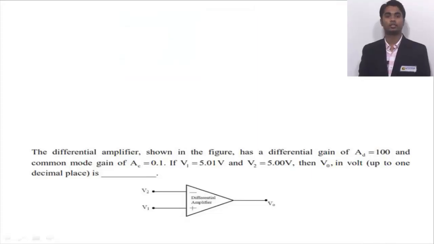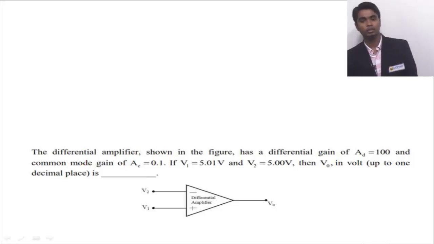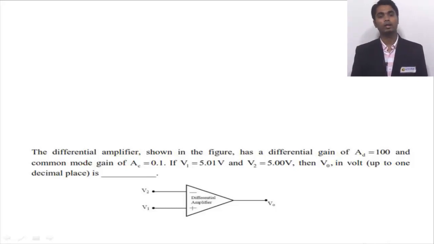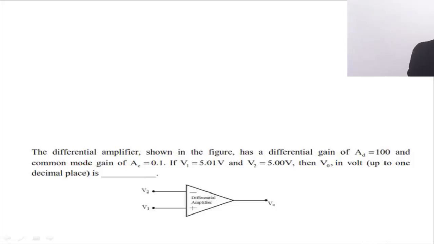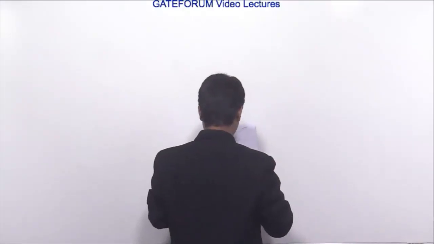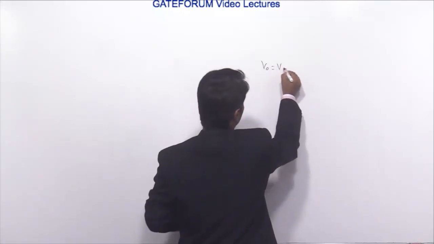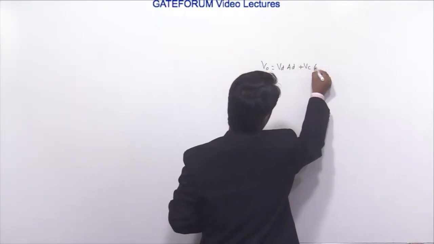The differential amplifier shown in the figure has a differential gain AD equal to 100 and a common mode gain AC equal to 0.1. If V1 equals 5.01 volt and V2 equals 5.00 volt, then V0 in volts up to 1 decimal place is? It is a differential amplifier, but it is an op-amp, and we know the output in a practical op-amp is given by VO equals VD AD plus VC AC.